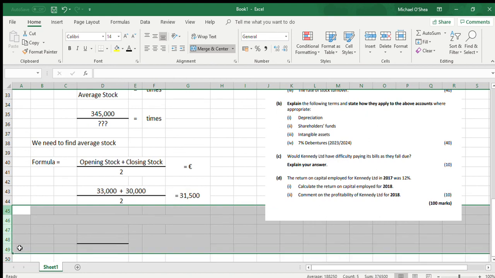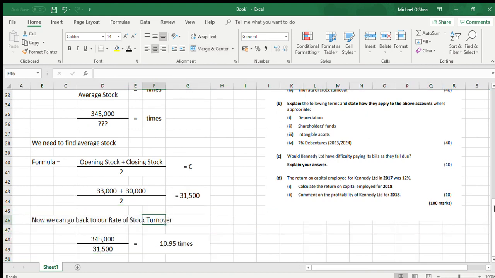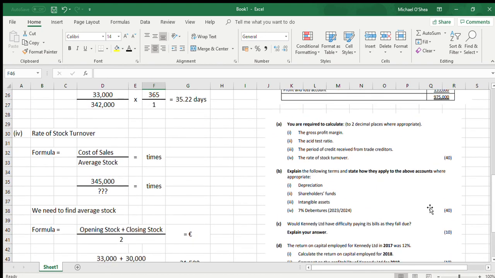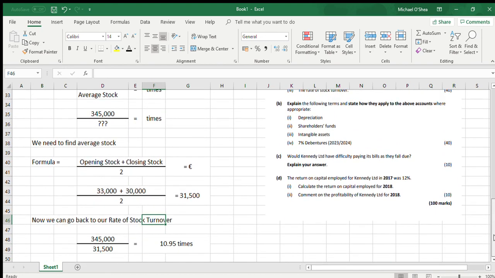So what do we think we do? Now go back to find the rate of stock turnover, which is what I was asked to do. I was already given the formula, 345,000 divided by average stock. We worked out average stock here to be 31,500. So 345,000 divided by 31,500 is 10.95 times.